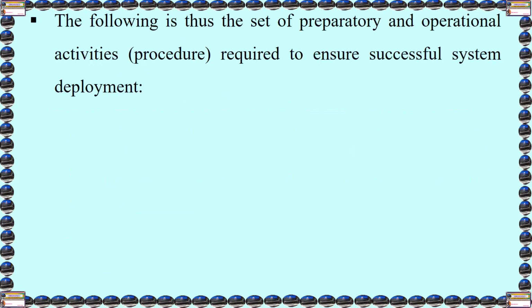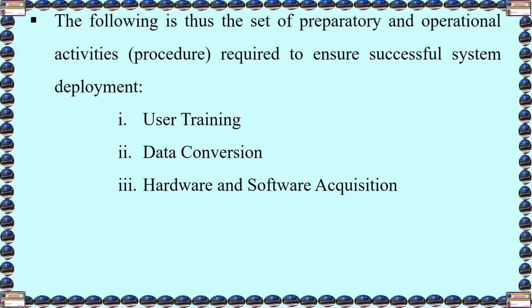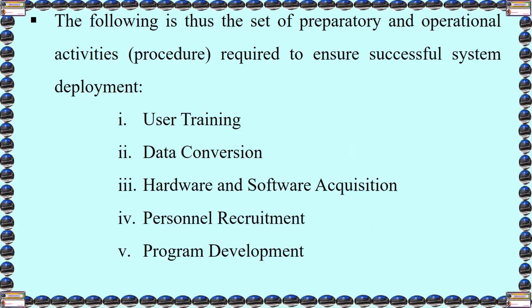The following is the set of preparatory and operational activities or a procedure that is required to ensure successful system deployment. One is user training. This is followed by data conversion, then hardware and software acquisition, personnel recruitment, then we have the program deployment and the quality assurance. Let us now look at each of these activities so that we see what is supposed to be done at each of the steps or in each of the activities.